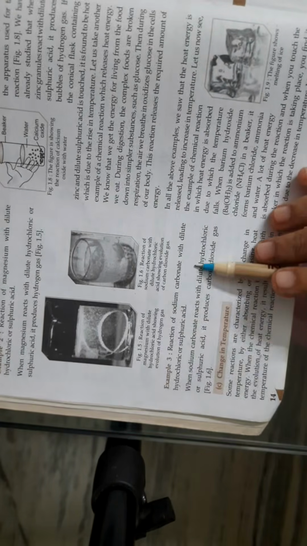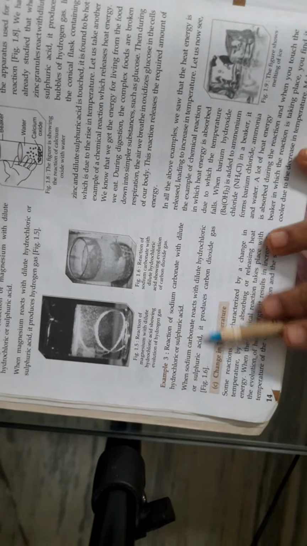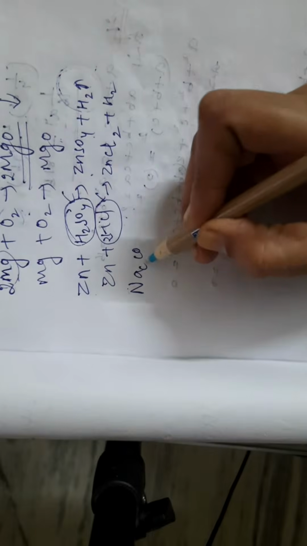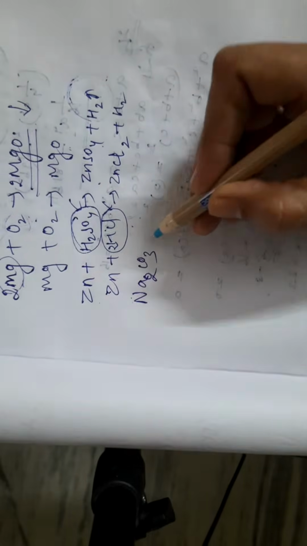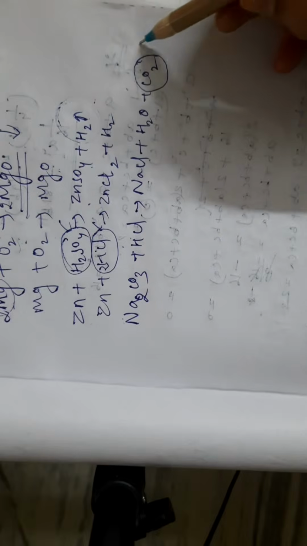Reaction of sodium carbonate with dilute hydrochloric or sulfuric acid. When sodium carbonate, Na2CO3, reacts with HCl, there is formation of NaCl plus water plus carbon dioxide. Again, carbon dioxide is liberated in the form of gas.